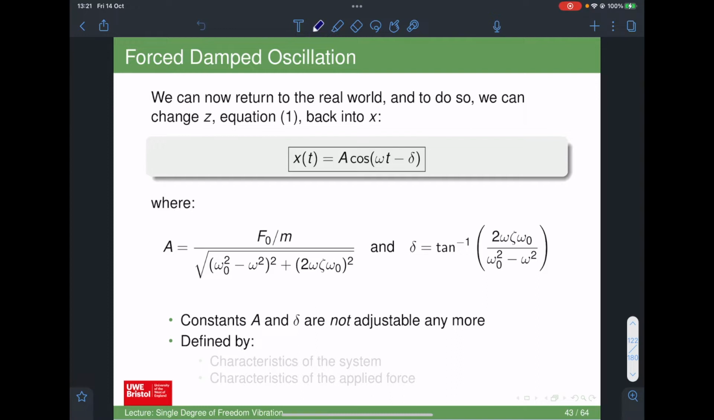And so you've got information about the force here, you've got your F naught and ω. You've also got the natural frequency, which is root k upon m. We've also got ζ, the damping ratio, c divided by 2 root mk, or c divided by 2mω naught. And so there are characteristics of the system and the force in the amplitude, and likewise for the phase angle. And so they're now not adjustable; they're defined explicitly based upon the force that you're applying. Characteristics of the system and characteristics of the applied force.